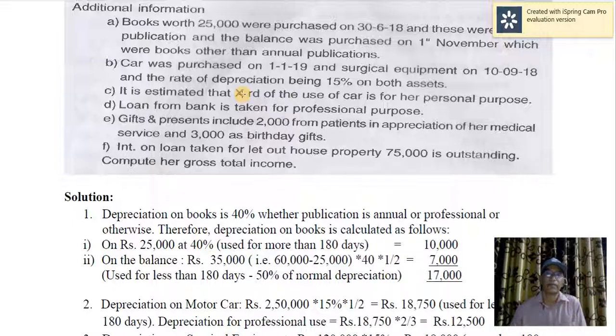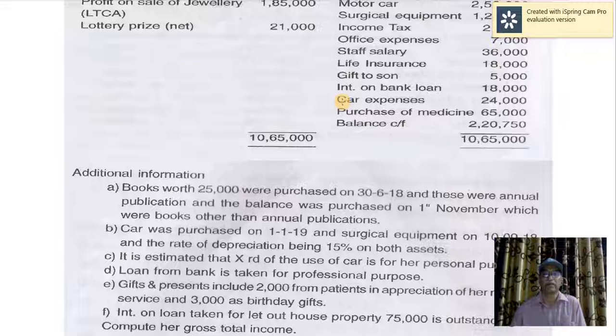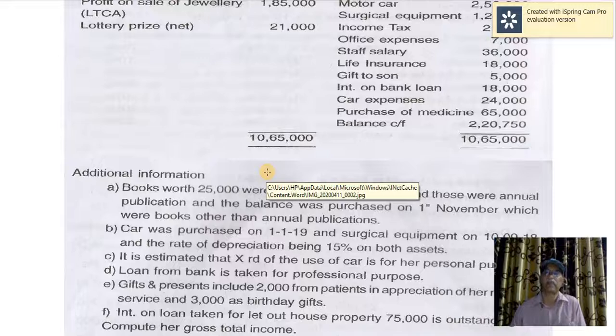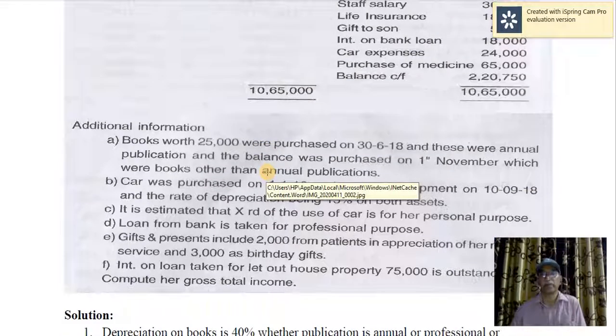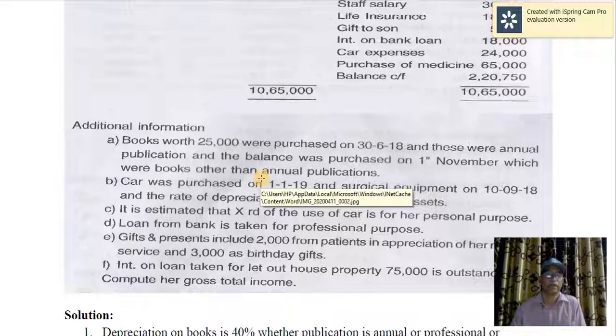Loan from bank is taken for professional purpose. So if you see here, interest on bank loan 18,000. So the bank loan is taken for professional purpose, so the entire 18,000 is allowed. If any part of the loan is for personal purpose, to that extent, interest also should be reduced and that should be taken as professional expense.